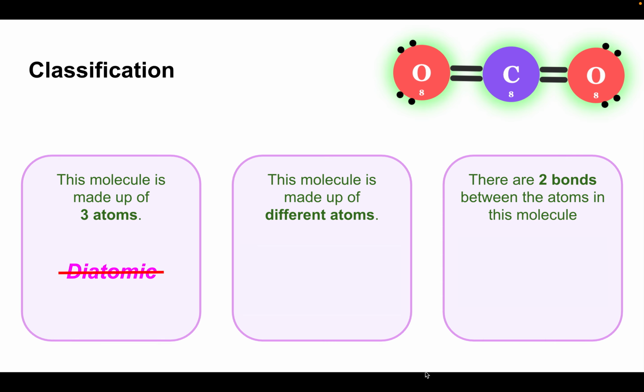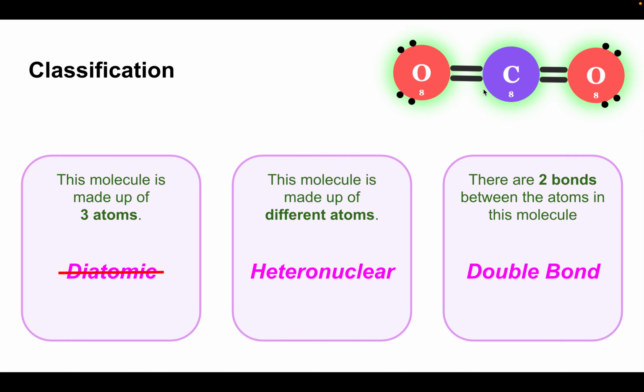All right, moving on to the next one. This molecule is made up of different atoms. So we have an oxygen, a carbon, and an oxygen. So that carbon being different means this is not homonuclear, this is heteronuclear. So hetero means different, and again, nuclear just tells us the nucleus of the atom or the element. And finally, there are 2 bonds between the atoms in this molecule. So this is the same as before. It's a double bond.